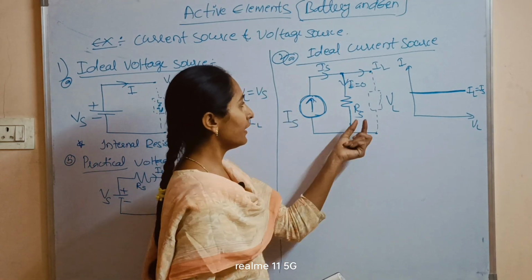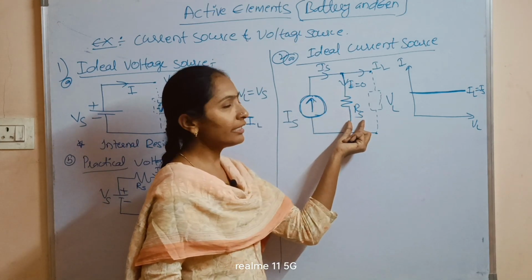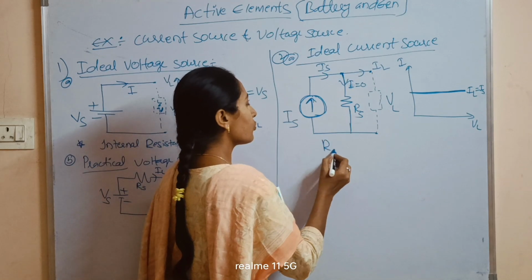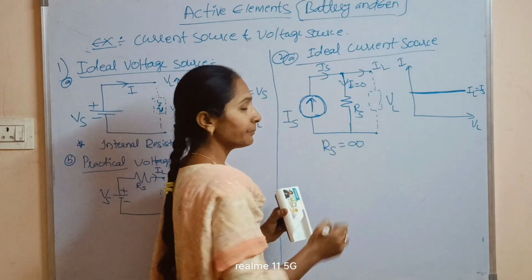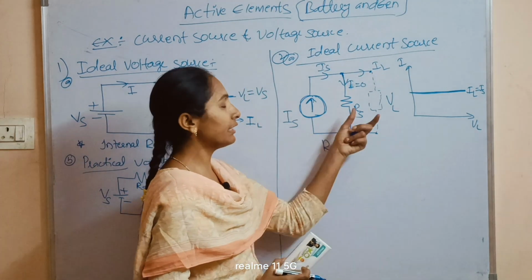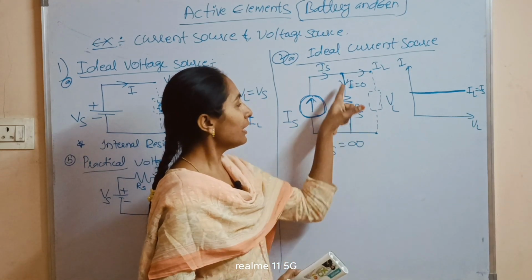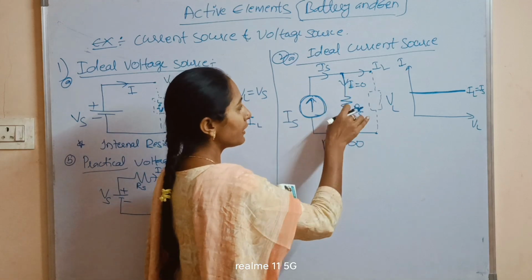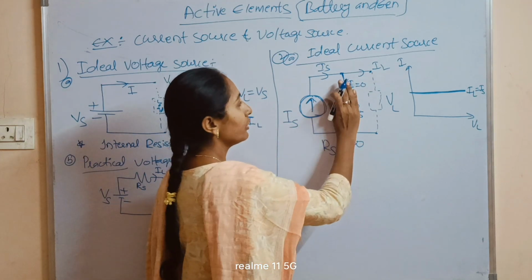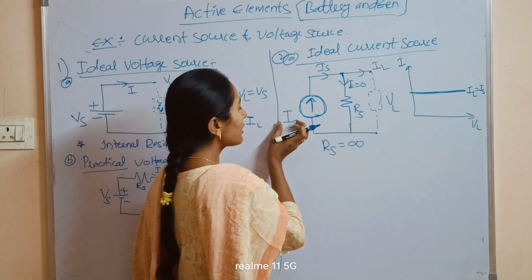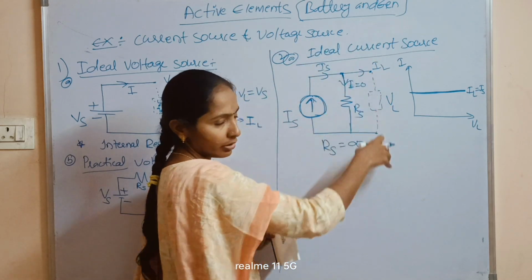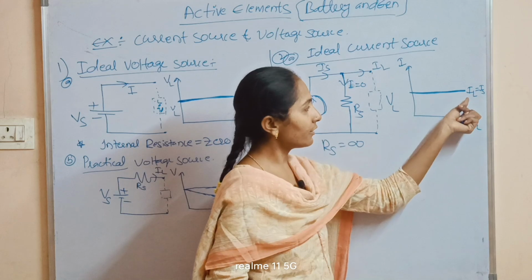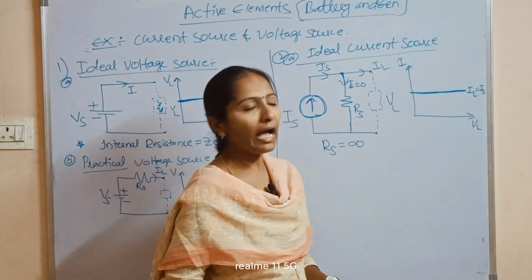Why? Because in this path the current is equal to 0. This resistance has infinite internal resistance, so there is no current flowing through this branch. It acts like an open circuit. Only the total current goes towards the load. So that's why we get the characteristic IL equal to IS.